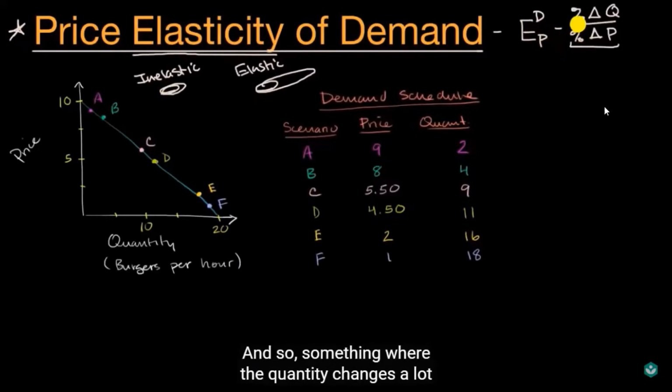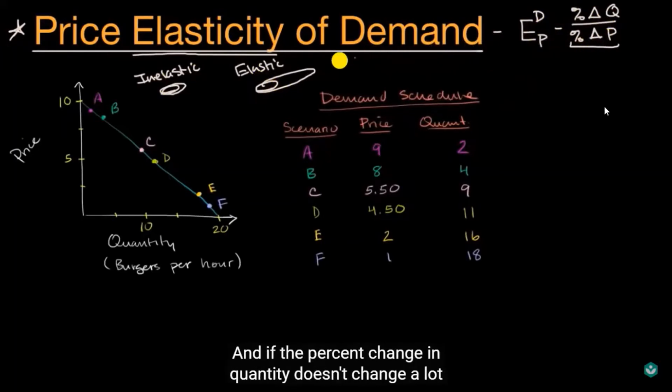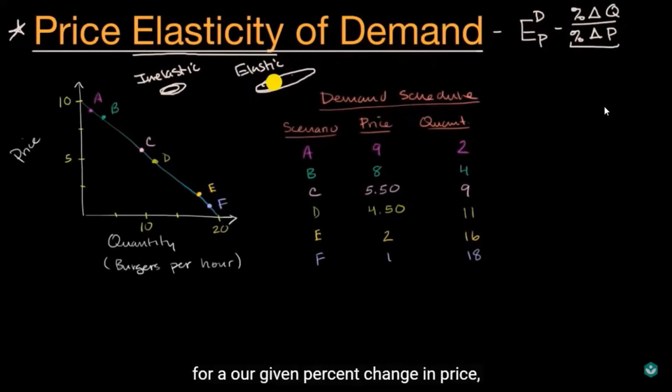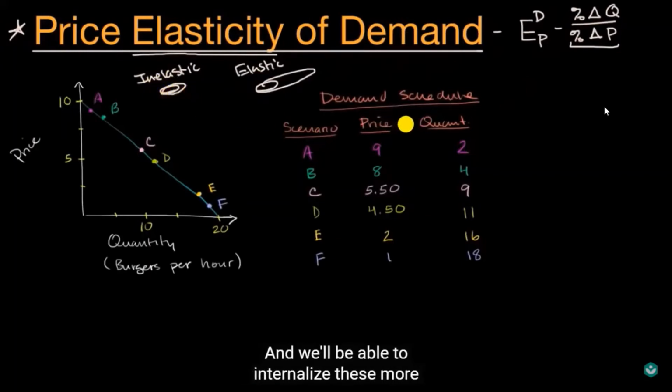And so something where the quantity changes a lot for a given price change would be very elastic. So the magnitude of this will be larger. And if the percent change in quantity doesn't change a lot for a given percent change in price, well, then we're dealing with an inelastic price elasticity of demand. And we'll be able to internalize these more as we work through the numbers.